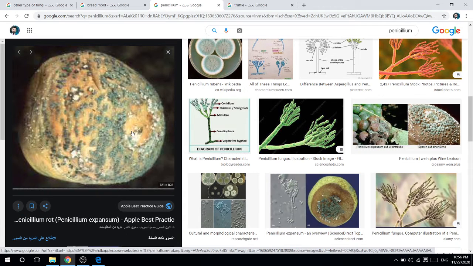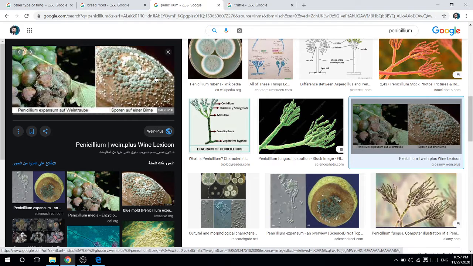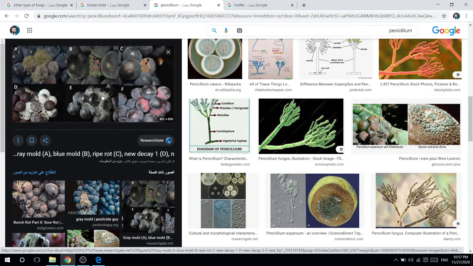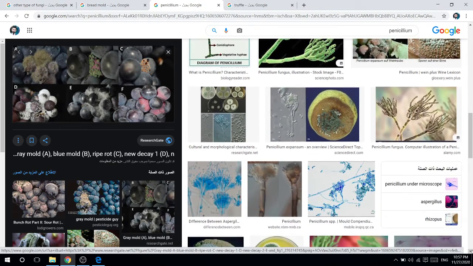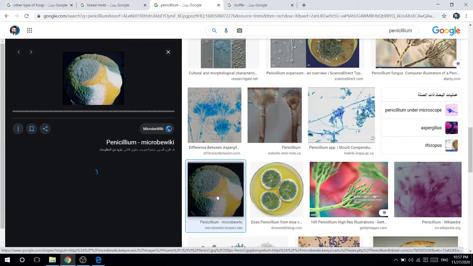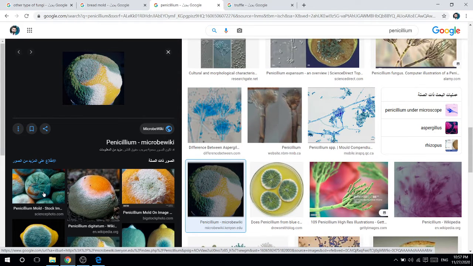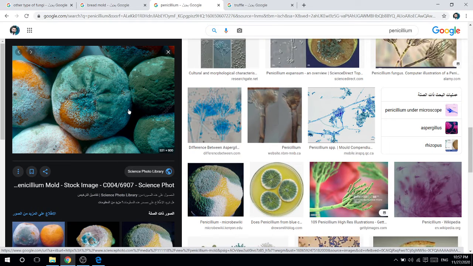Okay, students, grow where? Grow on the fruits. Do you see in the picture? The one in the picture, we call it penicillium. Look at that one. Do you see that it grows on the fruits? Look, this is a kind of fungi. Call it penicillium. Look at that one, it's very clear. Do you see that green color growing on the fruits? Call it penicillium, a kind of fungi.